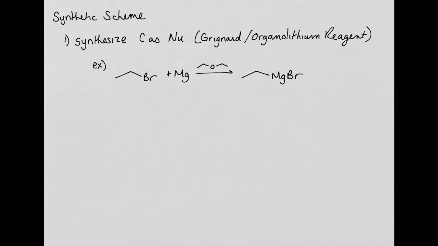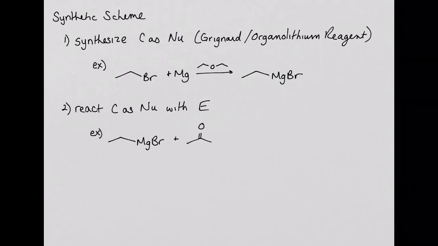The next step is when we react the carbon as nucleophile, either the Grignard or the organolithium reagent, with our electrophile, our carbonyl containing compound. For example, we could take the organometallic reagent we just produced, the Grignard reagent, and react it with a ketone. Again, in the presence of ether to stabilize the Grignard reagent. This produces the tetrahedral intermediate, the alkoxide ion.